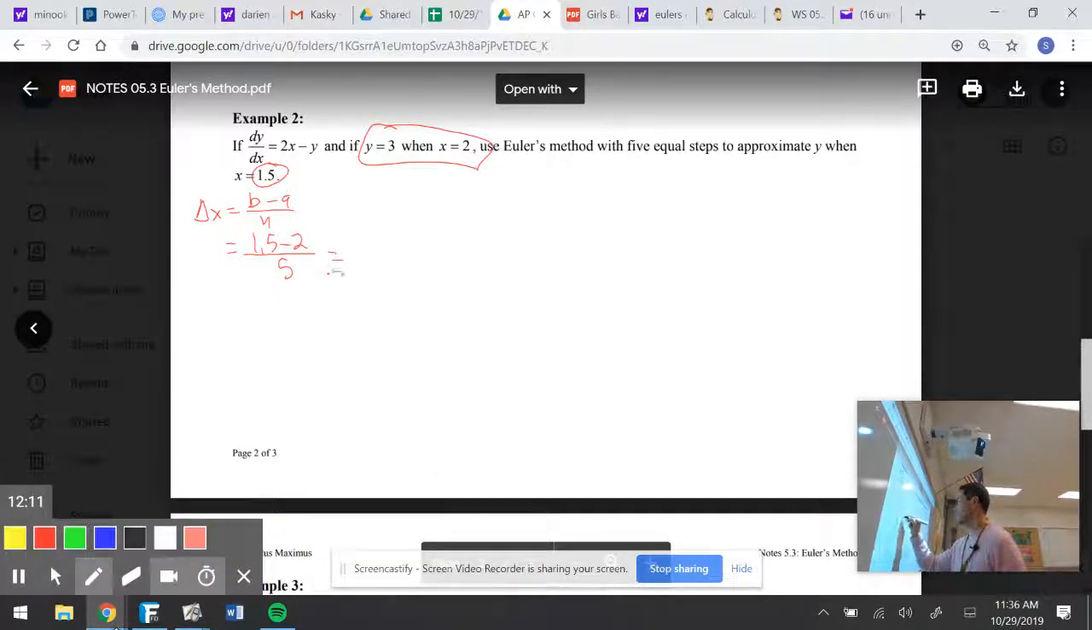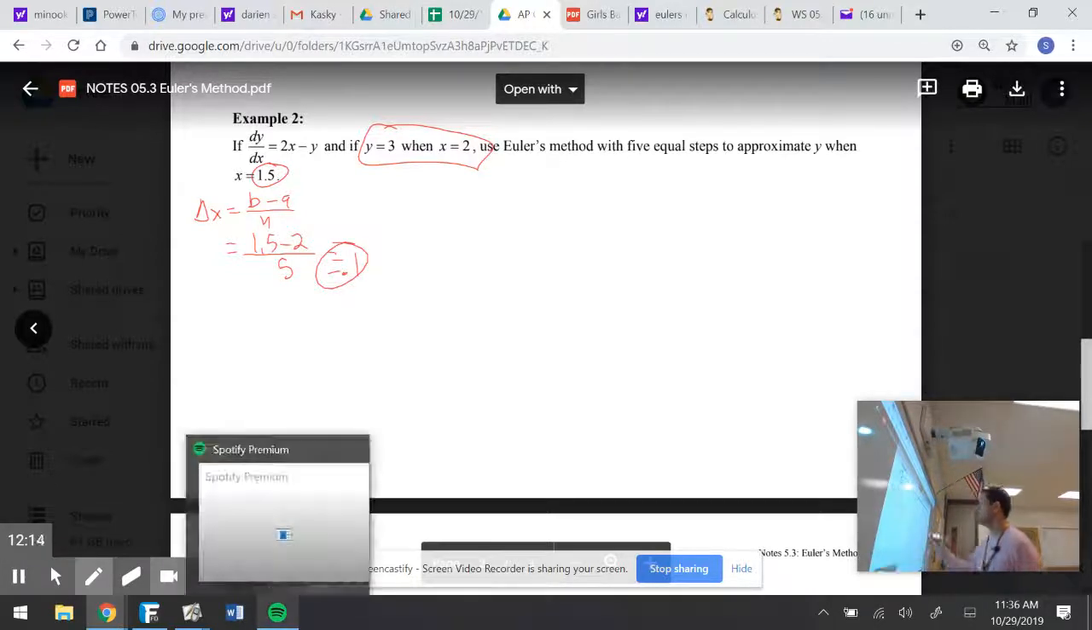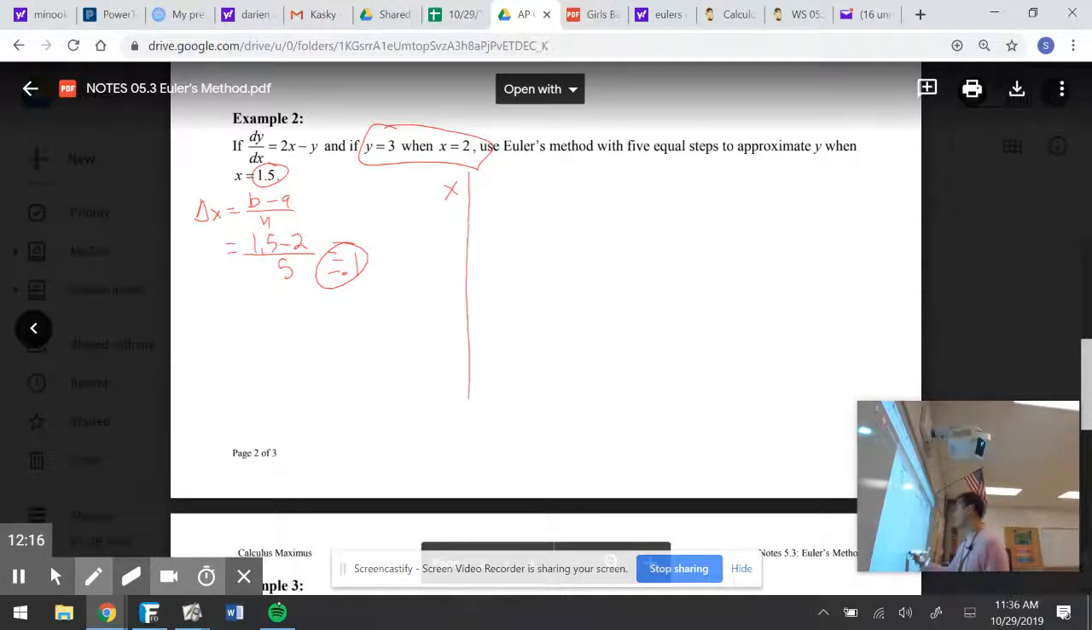It'd be negative 0.1. Okay, let's get rolling. So this is probably the toughest part, remembering the table. We have an x and we have a y. Remember my next guy? My next guy is y prime, or the slope, dy/dx, right? And then my next guy is my change in y. What is my change in y? This one you might have to remember.